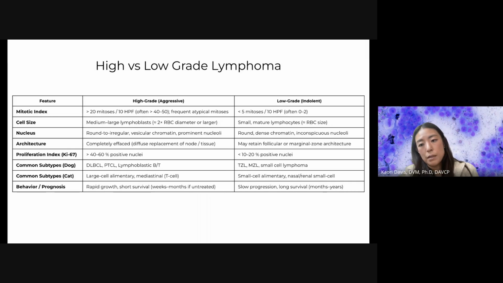As you can imagine, the high-grade lymphomas are aggressive, so they show rapid growth, and the patients with high-grade lymphomas tend to have shorter survival. If untreated, the survival time is usually between weeks to months. But low-grade lymphomas show slow growth, and the patients often have longer survival, which can range from months to even years.